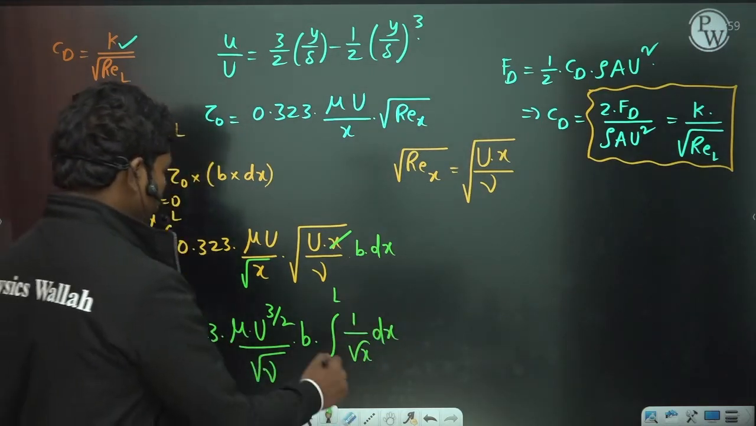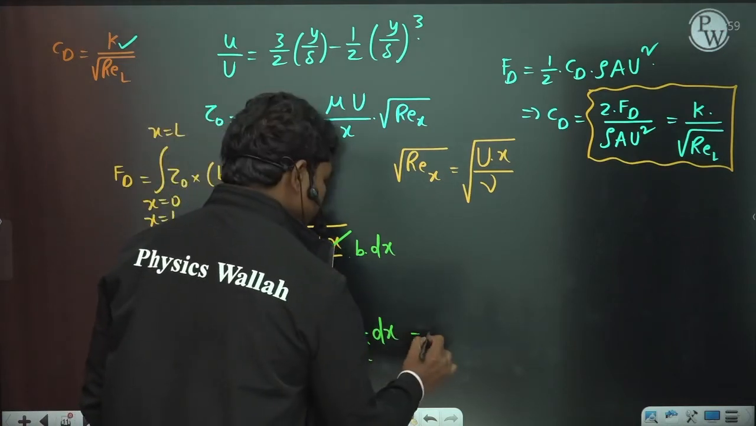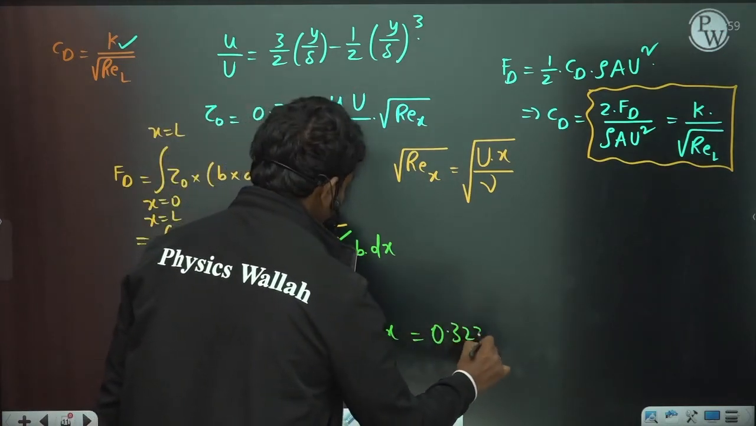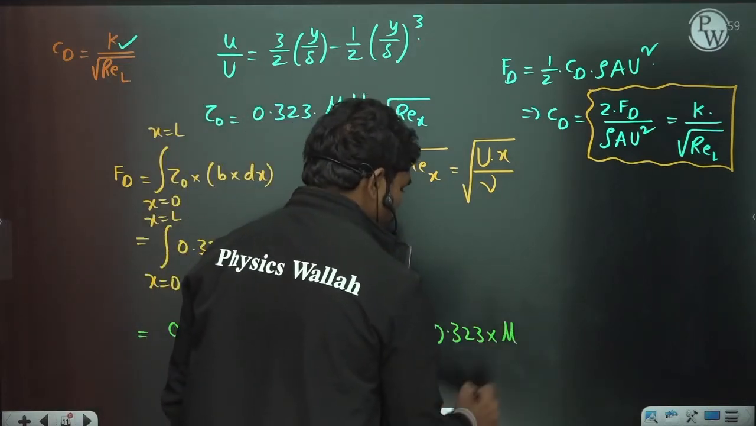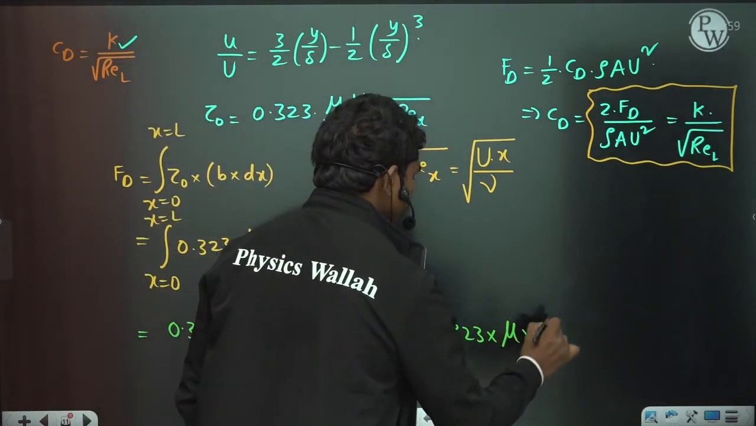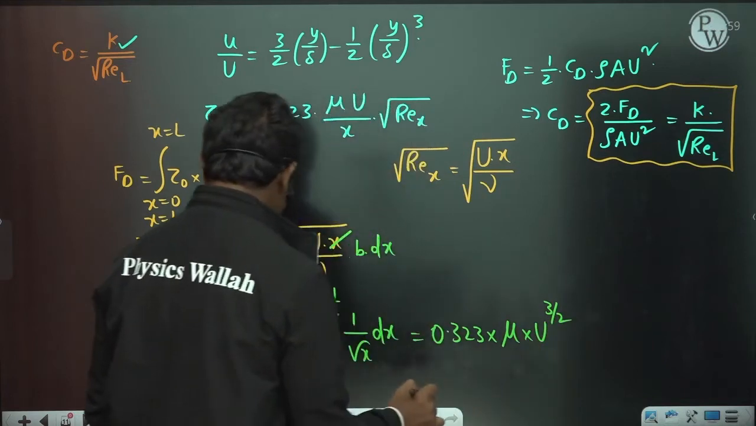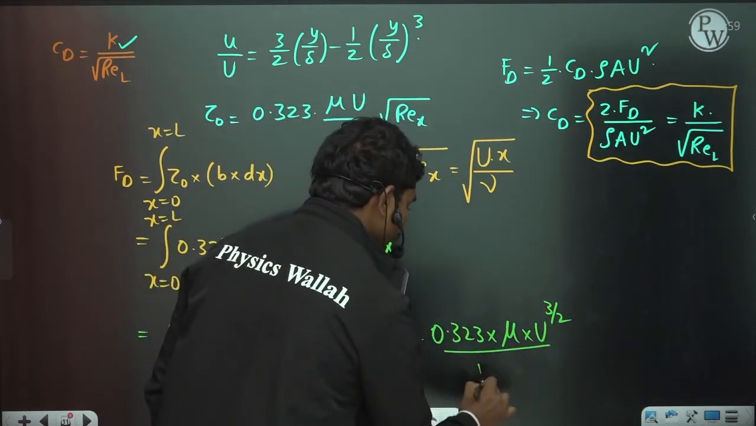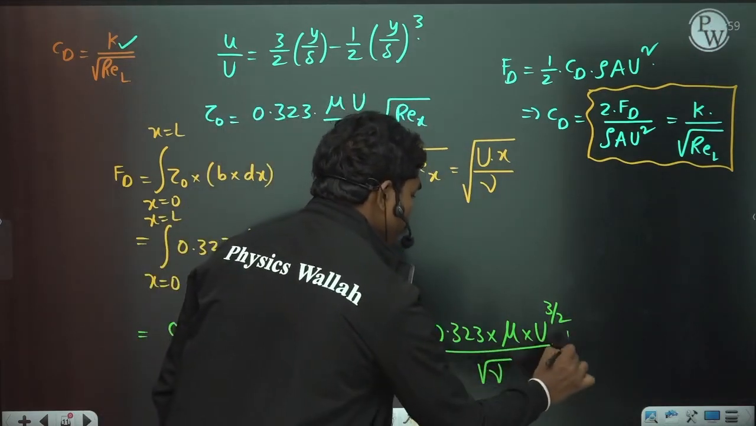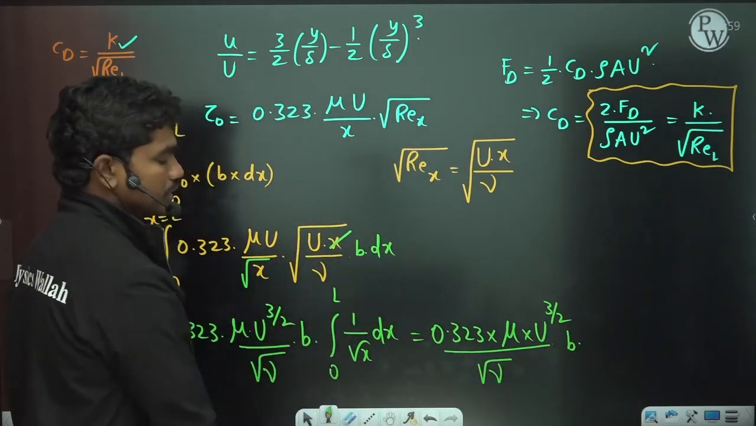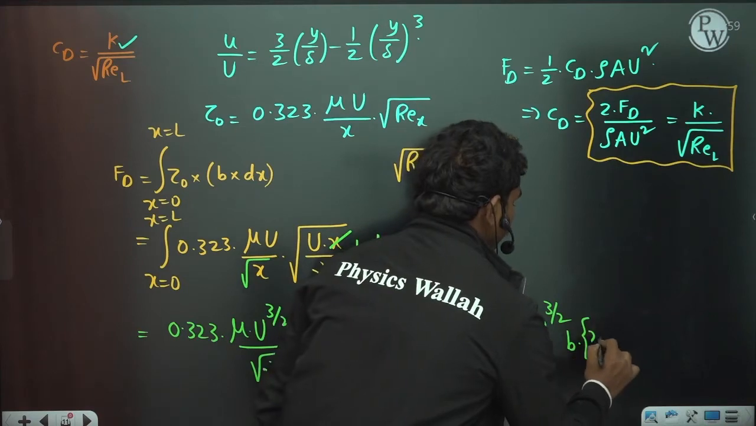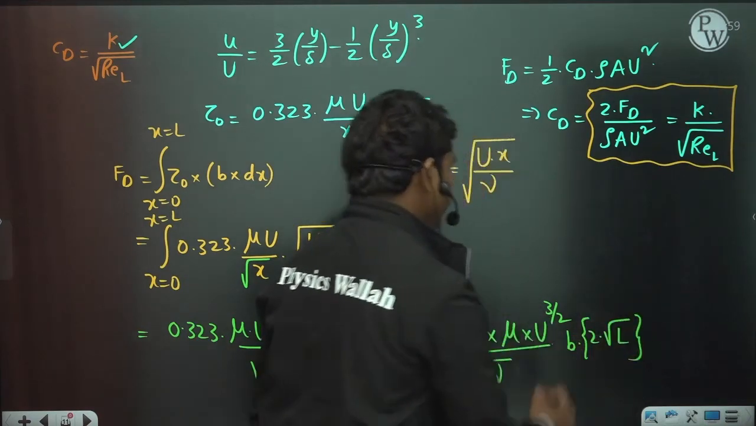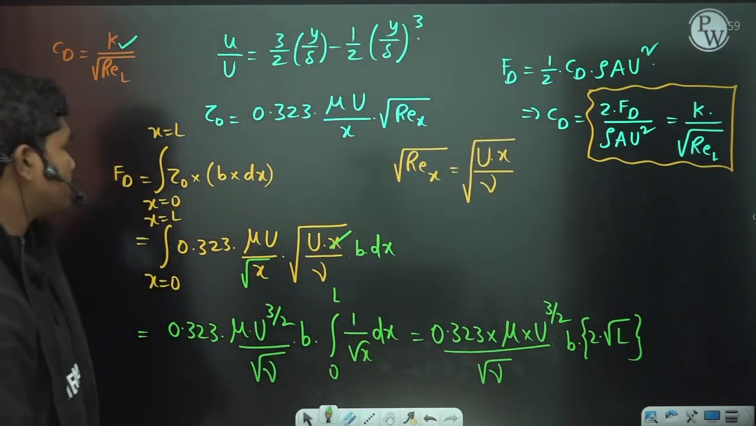Okay, so if you simplify this value, what you will get? 0.323 into this mu into u to the power 3 by 2 by square root of this kinematic viscosity into b times the integration of this, which is actually 2 times of square root of x. So this is 2 times of square root of L. This is the expression for the given values. Okay, so this is the expression for the drag.